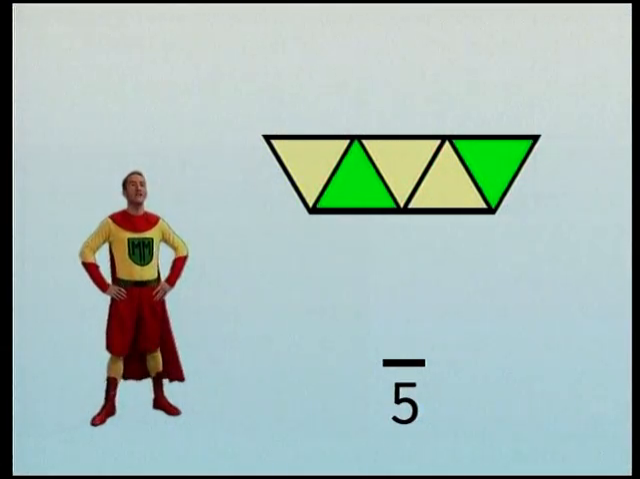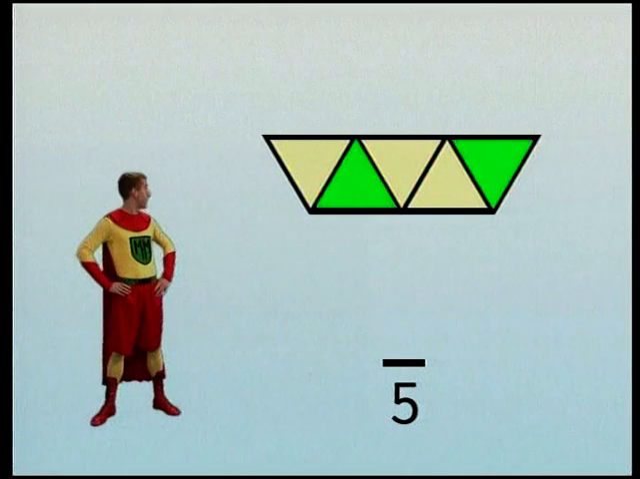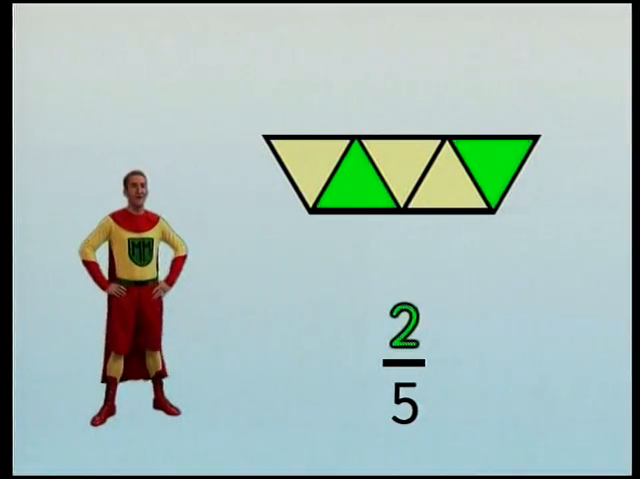And now for the top number. That's the numerator. How many parts do we want this time? Write this number above the line. That's the coloured parts, and there are 2 of them. So that's 2 out of the 5, which is 2/5. Bravo, Maths Man. Now to move on to the next fraction.